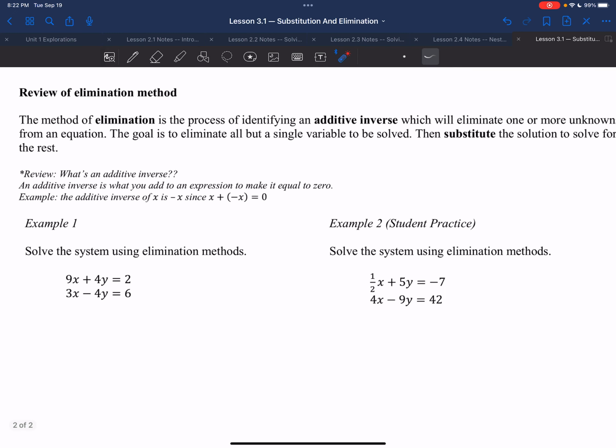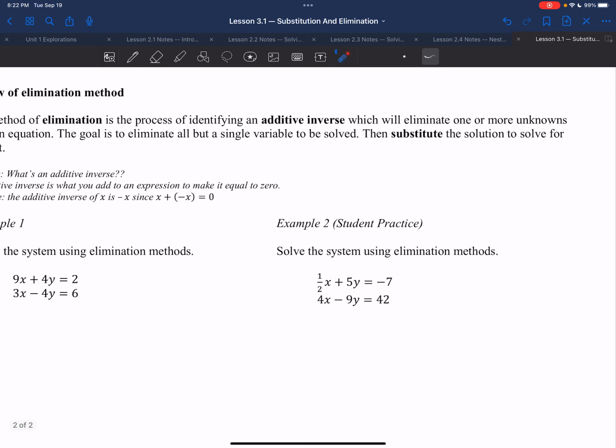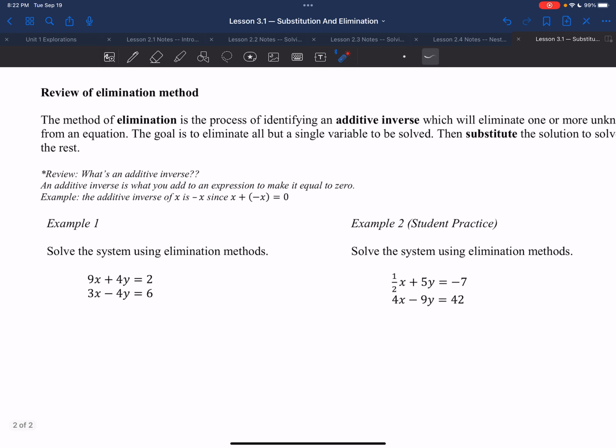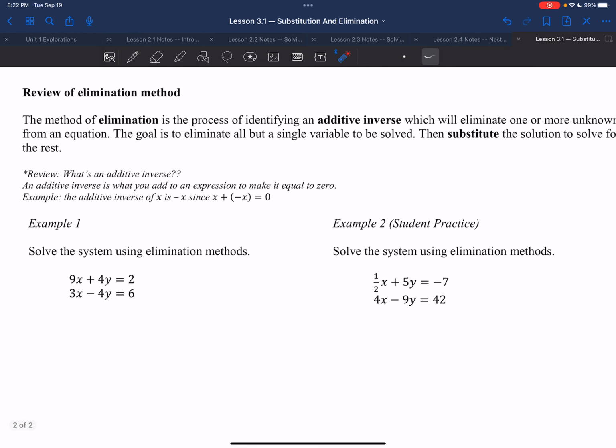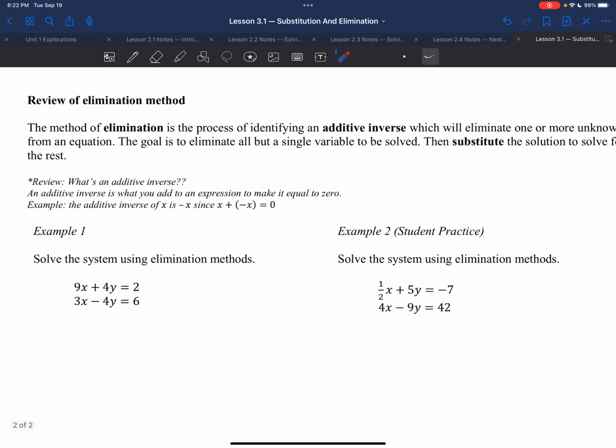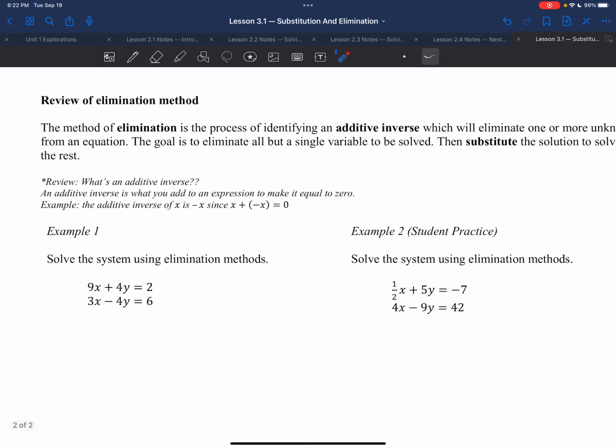Okay. The method of elimination is a process of identifying what's called an additive inverse, which will eliminate one or more unknowns from an equation. So here's the goal, right? You want to get a single variable alone, a single variable to be solved. Then you will substitute the solution and solve for the rest. And I'm going to model what that looks like with example 1.